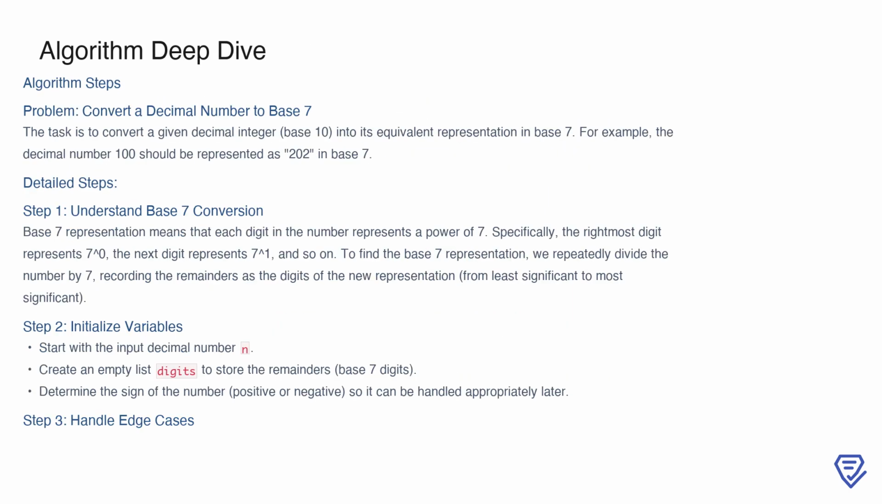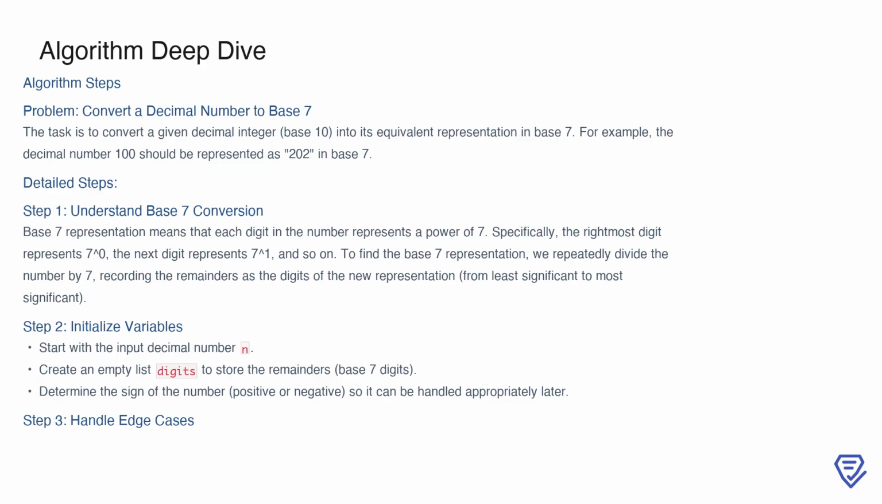To solve the problem of converting a decimal number into its base 7 representation, we need to break it down into clear, structured steps. First, let's understand what base 7 means. In base 7, each digit represents powers of 7, starting from 7 to the power of 0 at the rightmost position. For example, the number 100 in base 10 is represented as 202 in base 7 because it breaks down into 2 times 7 squared, plus 0 times 7 to the power of 1, plus 2 times 7 to the power of 0. To compute this systematically, we repeatedly divide the number by 7, taking note of the remainders, which become the digits of the base 7 representation.